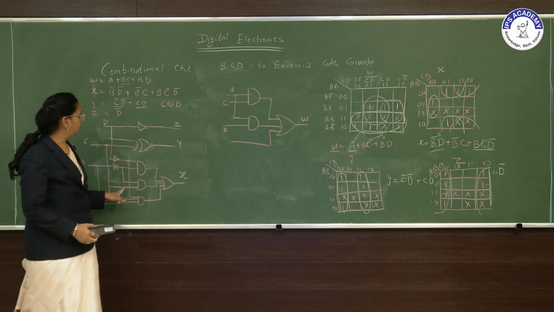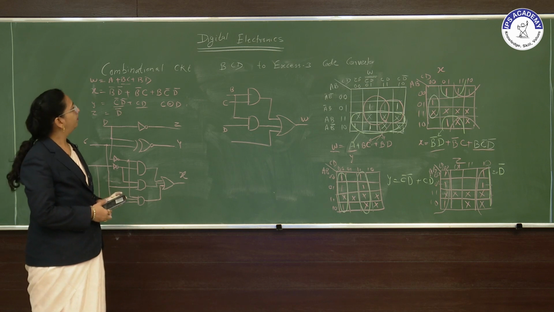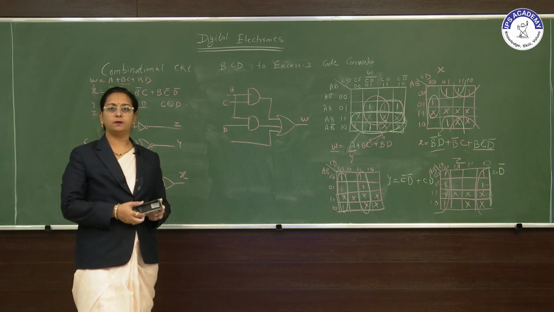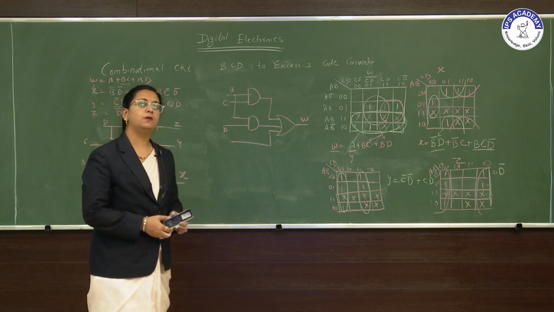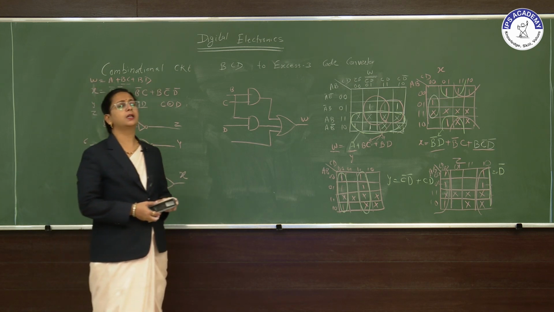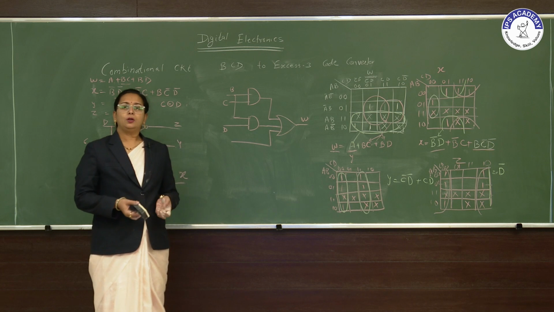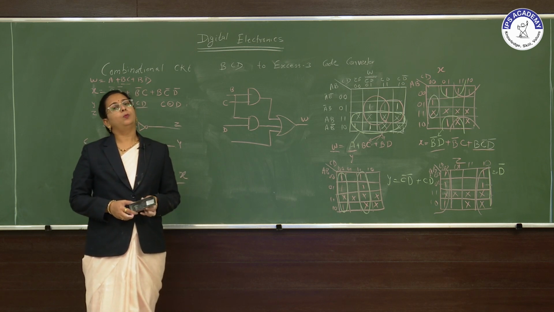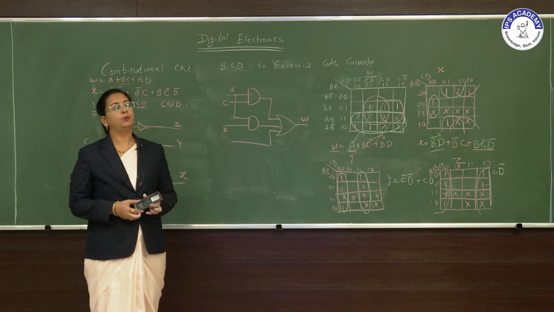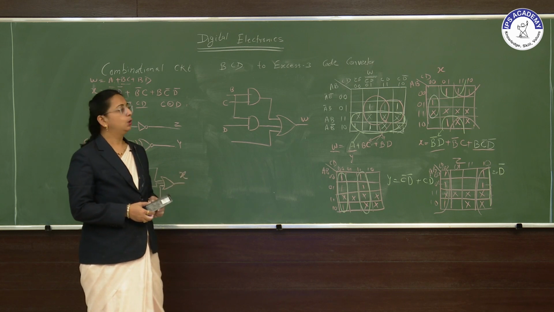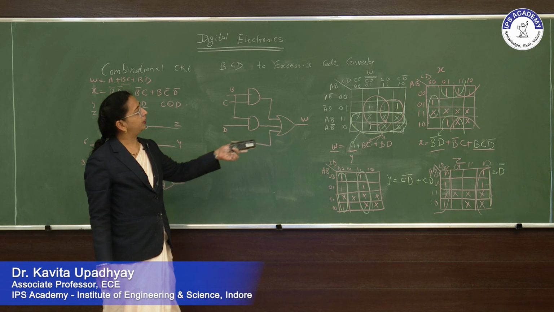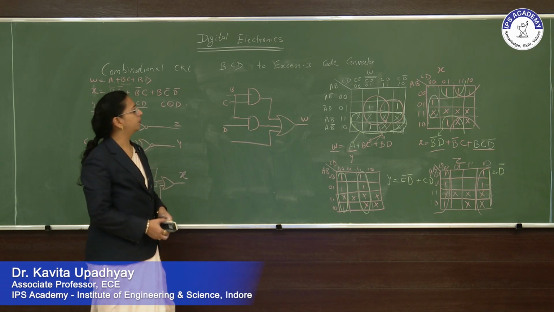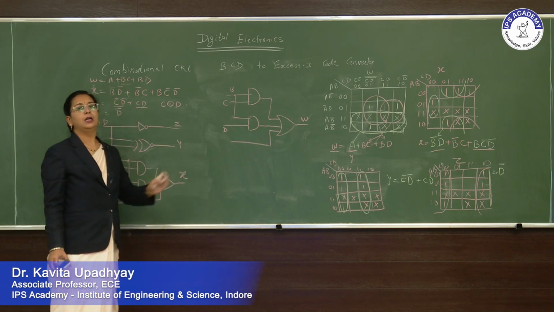So this will be the internal circuit of the BCD to XS3 code converter. Similarly, we can design different types of code converters or any combinational circuit whose input and output we know. According to the truth table, we can use this K-map technique, and we can find out the Boolean function, and then this Boolean function can be implemented like this with a logic circuit.